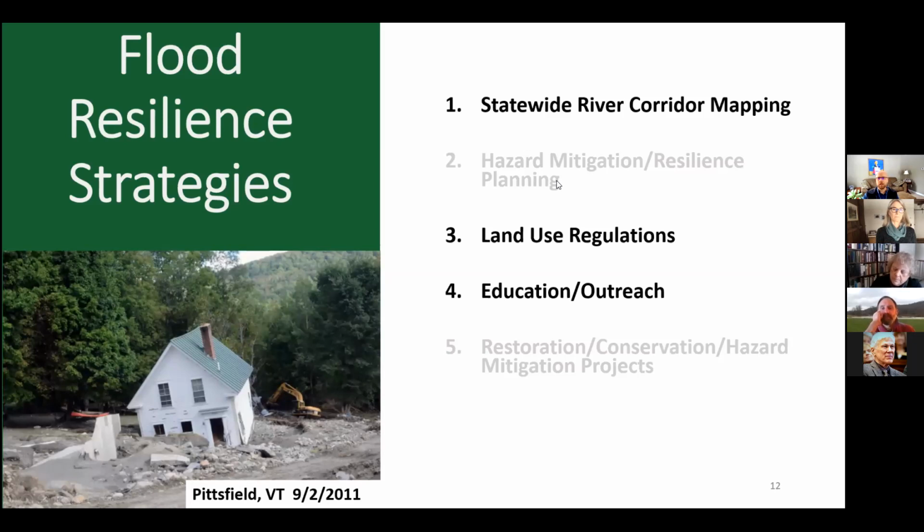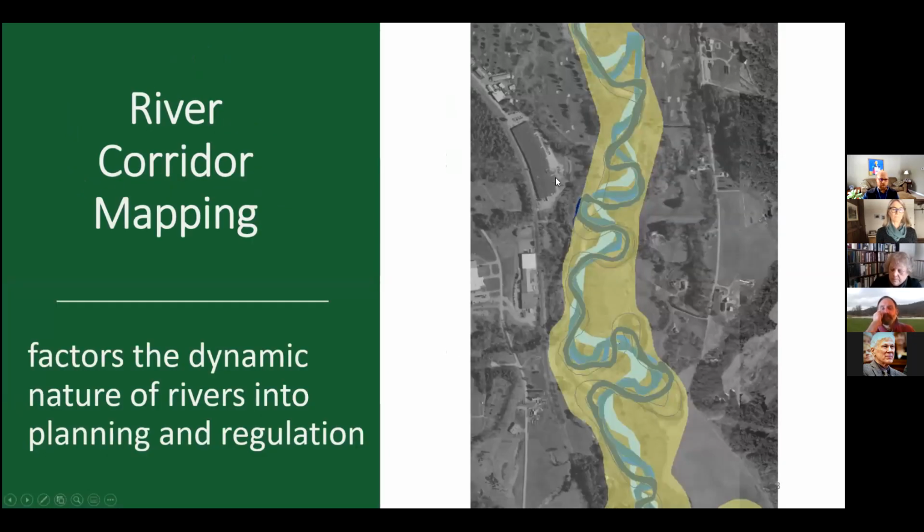River corridor mapping, with new authorities coming out of the legislature in 2012 after Irene by way of Act 138. We endeavored in my program to create a statewide river corridor map layer.